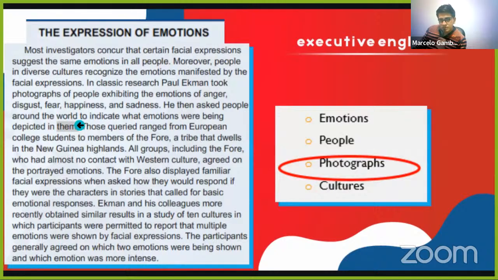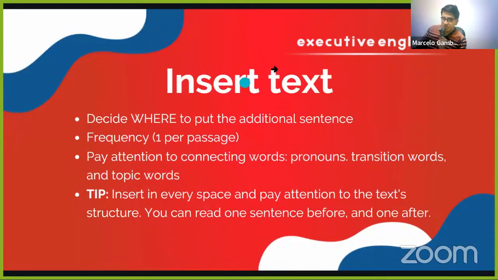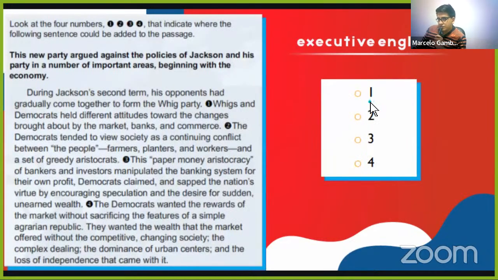Any other question there? Okay, no more questions. Then we're going to go to the next type of question, which is insert text. Decide where to put the additional sentence, one per passage. You're going to have one per passage. Pay attention to connecting words like pronouns, transition words, and topic words. Keep insert in every space and pay attention to the text structure. You can read one sentence before and one after.